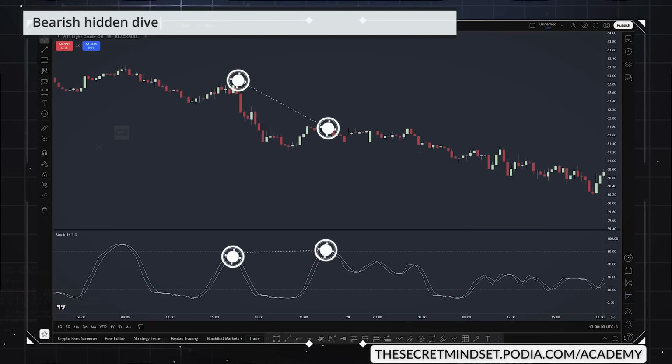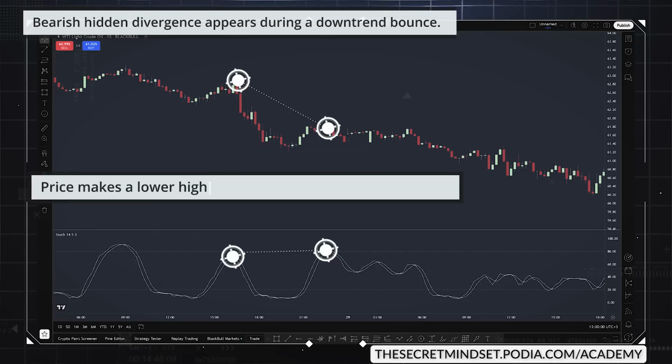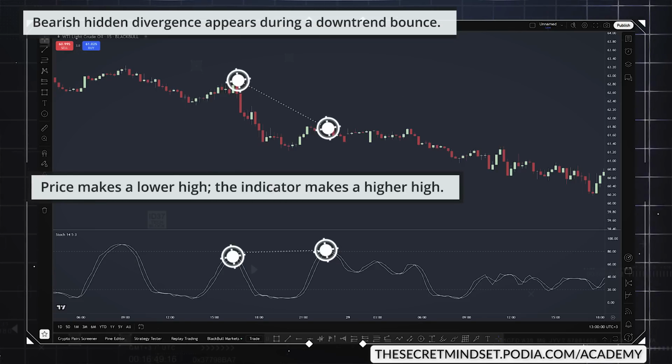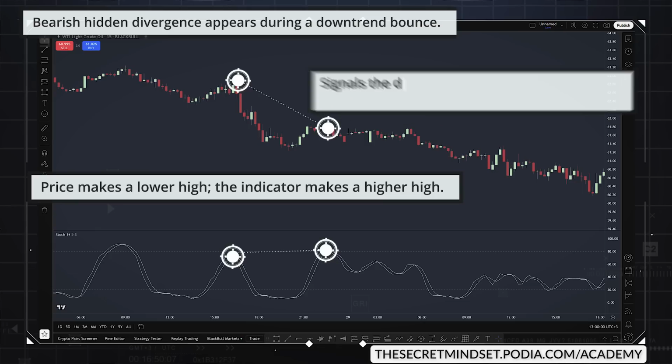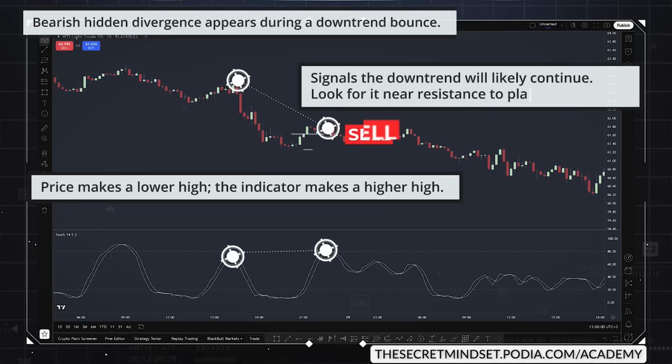Bearish hidden divergence shows up in a downtrend. Price bounces making a lower high, but the indicator makes a higher high. The indicator shows more force, even though price couldn't break past the last high. This is a sign the downtrend wants to continue. You look for this when price is near resistance in a downtrend. If you find it, you can plan to enter short trades, following the main trend.